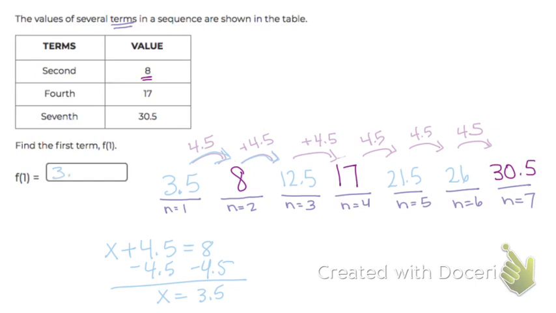So the first number in our sequence, that's what this is saying. When n is 1, instead of f of n, they put n equals 1 in there. When n is 1, the first term is 3.5.